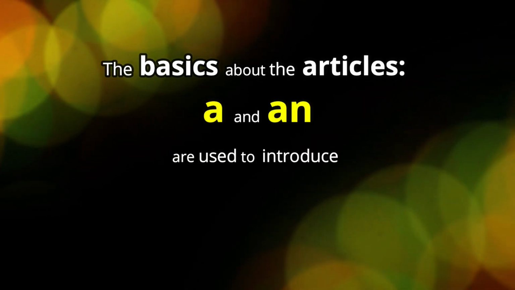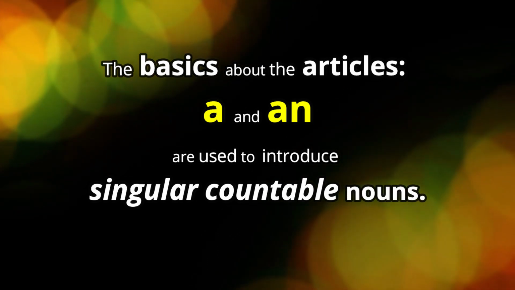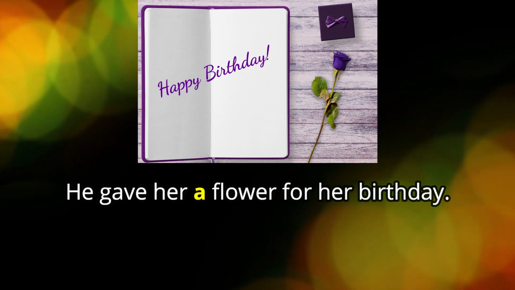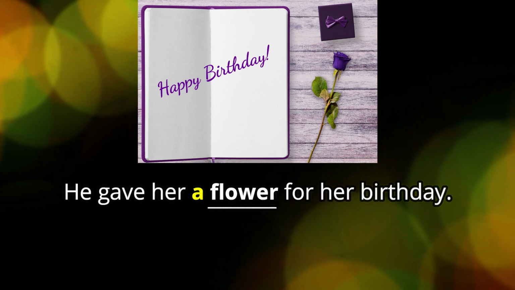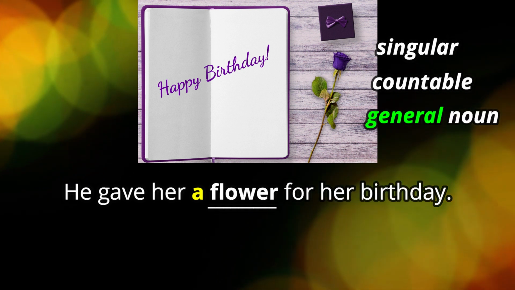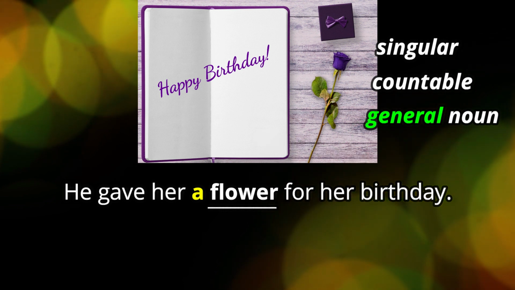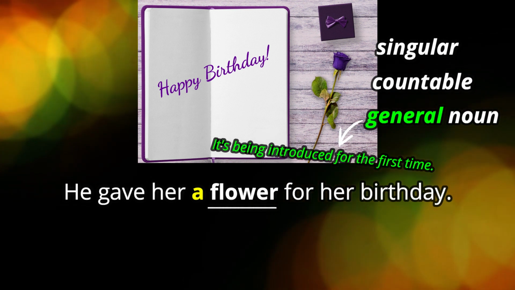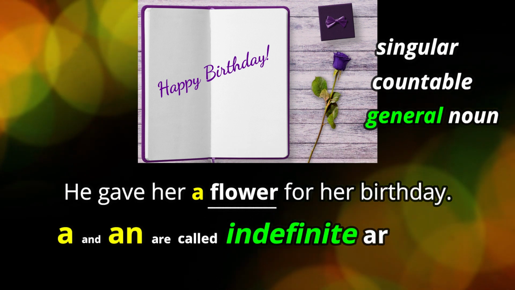Let's begin by looking at some of the basics. A and an are used to introduce singular countable nouns, like in this example. He gave her a flower for her birthday. The noun flower in this sentence is singular, it's countable, and it's a general noun, meaning we don't know much about it, and it's being introduced for the first time in the sentence. This is why a and an are called indefinite articles.